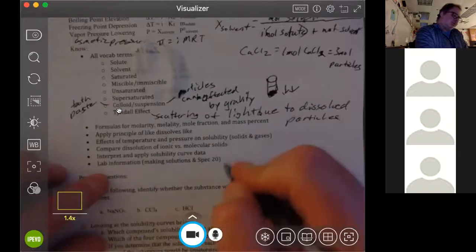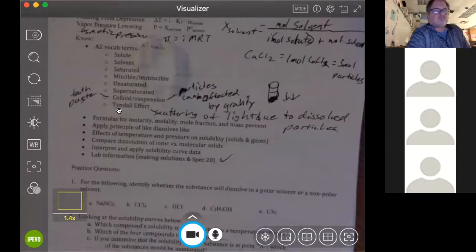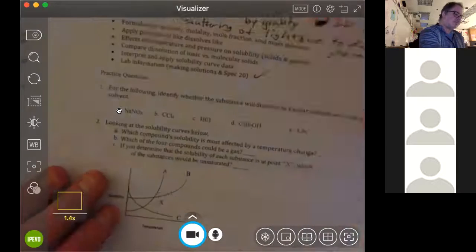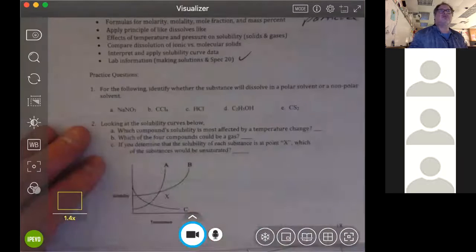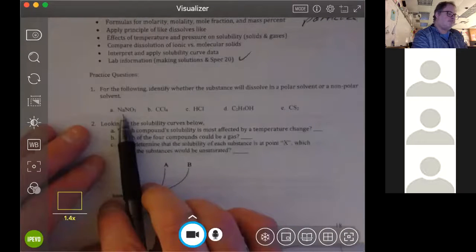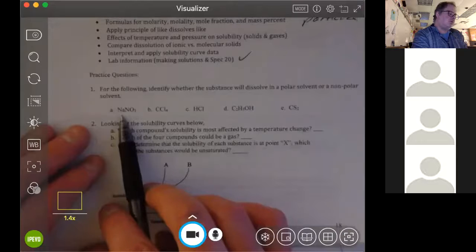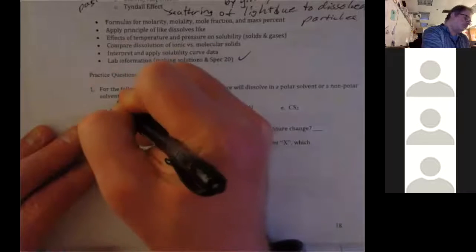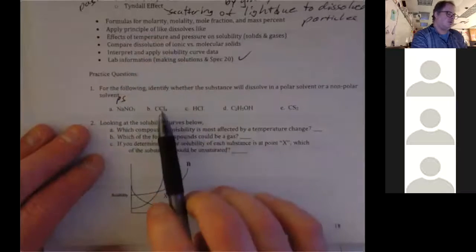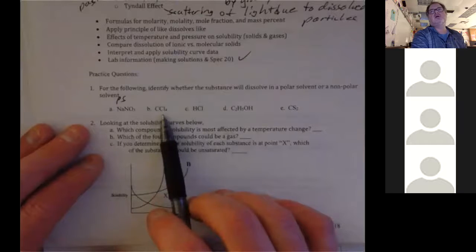Lab information, and this is what we have left. So let's just play a quick game. Let's do a few of these questions right here that look quick and easy. Is this polar, non-polar, or ionic? Ionic. So that means it's dissolving in what? A polar solvent? Yeah, polar. Good. Polar, non-polar, or ionic?